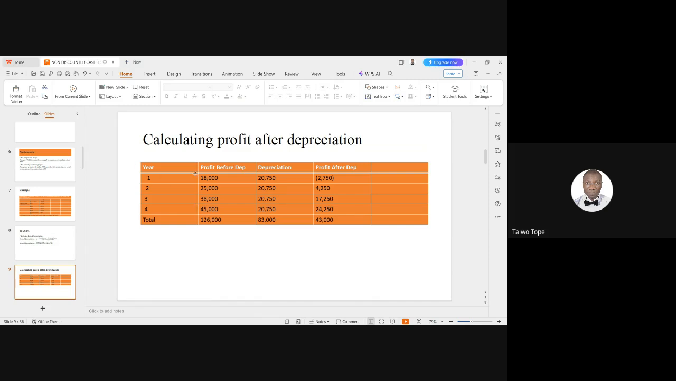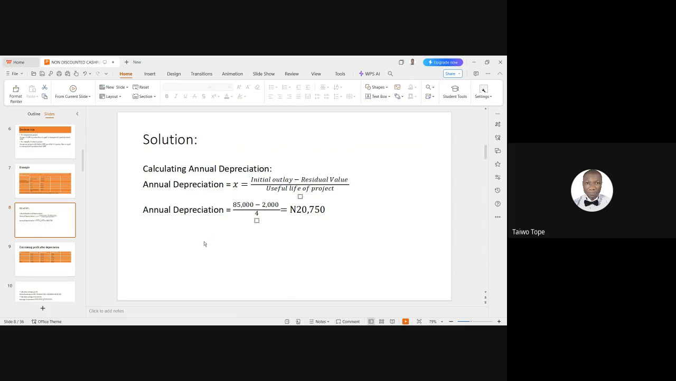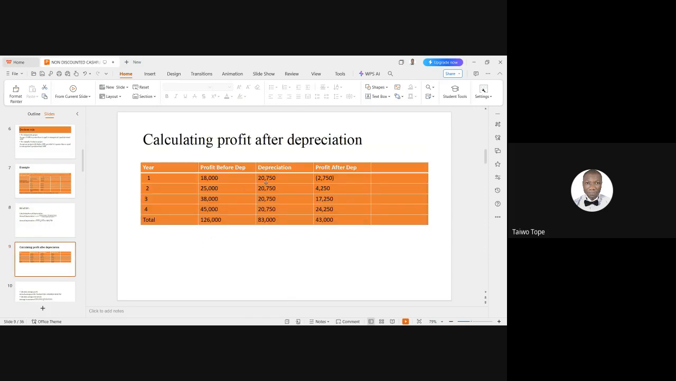So for year 1 to 4, these are the profits: 18,000, 25,000, 38,000, 45,000, respectively. The depreciation as computed is 20,750. So when you deduct it annually, you're going to have a profit after depreciation. For year 1, we have a loss of 2,750. For year 2, profit of 4,250. For year 3, profit of 17,250. And for year 4, profit after depreciation of 24,250. So these are our accounting profits.